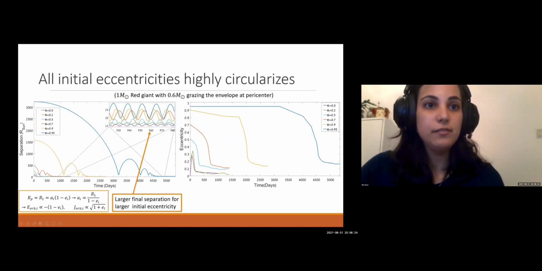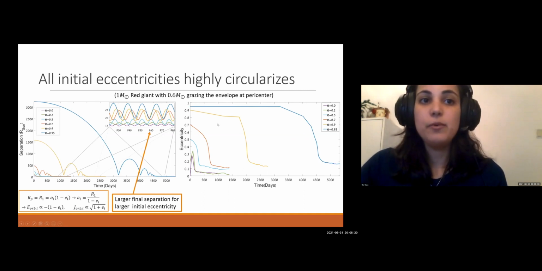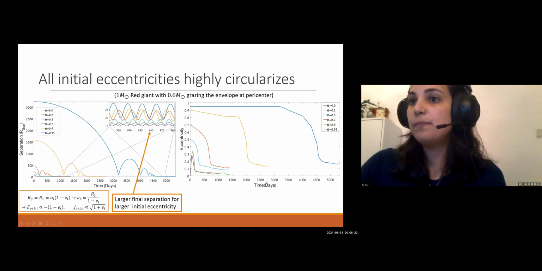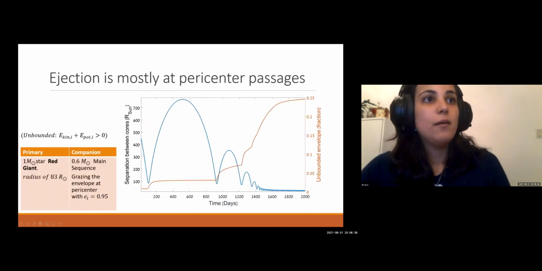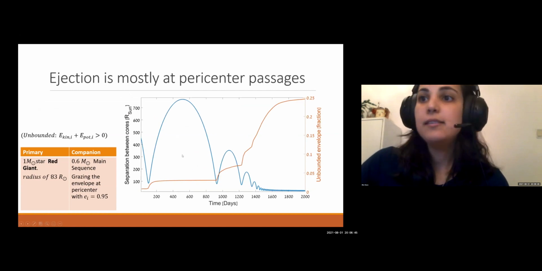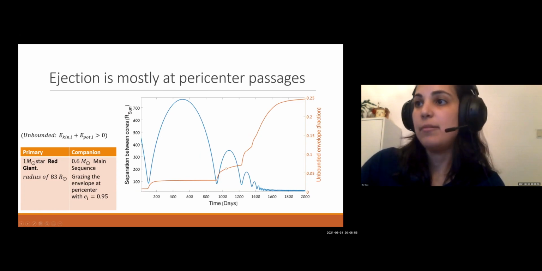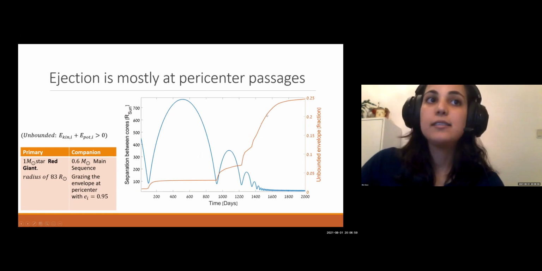So now let's focus on the simulation that began with eccentricity of 0.95, this blue one. Here we see the separation between the 2 cores and the unbounded mass for the same simulation. And this graph shows very well that most of the mass ejection happens during pericenter passages. We can see this going up like a stair for each pericenter. And we can also see this last near stair of the unbounded mass, which is when the orbit stabilizes, as we also saw for the eccentricity.